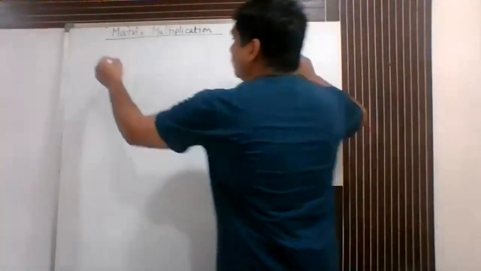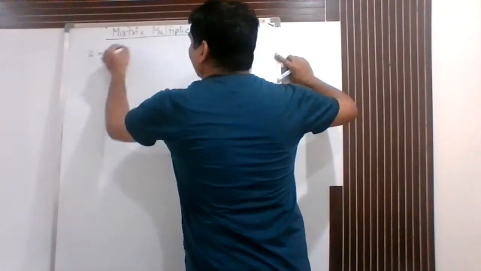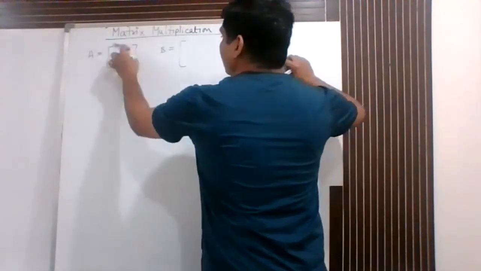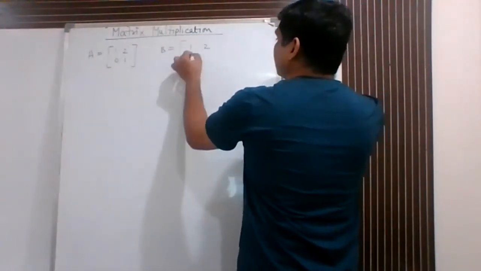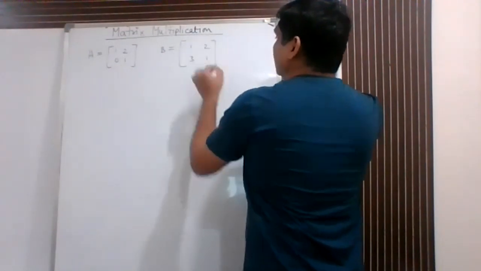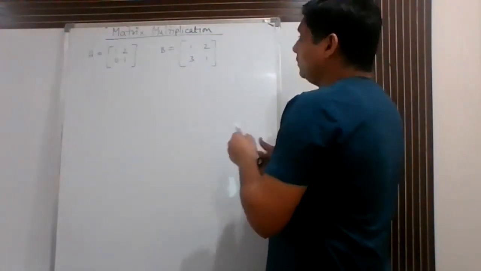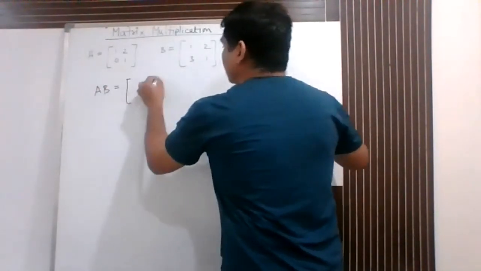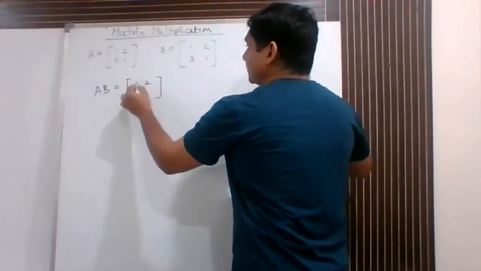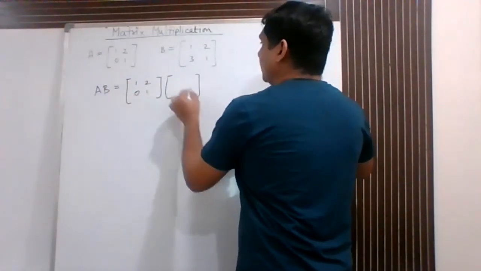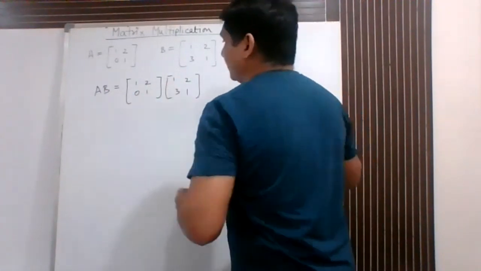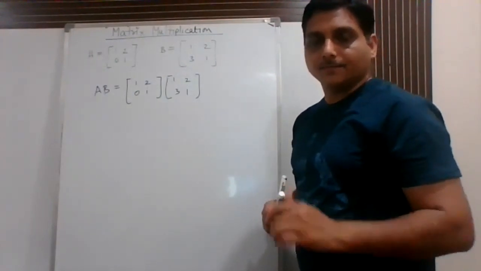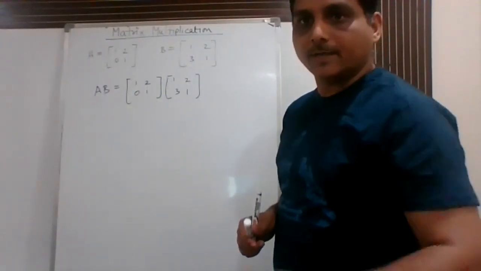So you can write down these two matrices of order 2 by 2. Suppose A is given as 1, 2, 0, 1 and B is given as 1, 2, 3, 1. Now we want to find the matrix multiplication, that is, A into B. So when you want to find A into B, you will just write down the value of A and the value of B. Here we have written A as well as B. Now we want to multiply them. Now the point is how to multiply these.